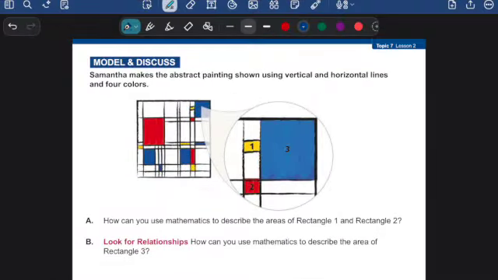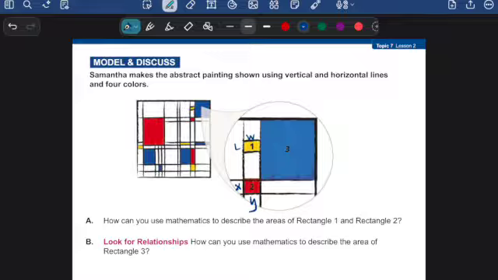For the model and discuss, we have this abstract painting with vertical lines, horizontal lines, and 4 different colors: red, yellow, blue, and white. How can we use mathematics to describe the areas of rectangle 1 and rectangle 2? Well, in order to find the area, we have to find the length and the width, right? I could call this one x and y. So then we would find the lengths of each and then multiply them to find the area.